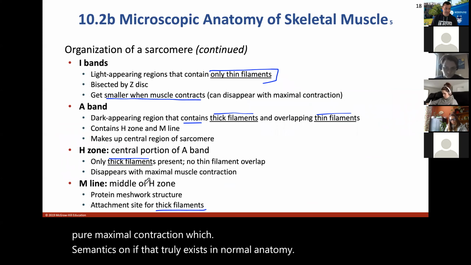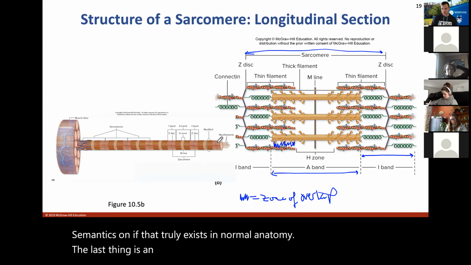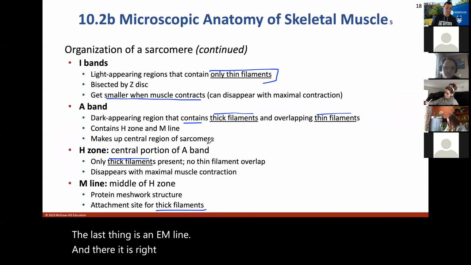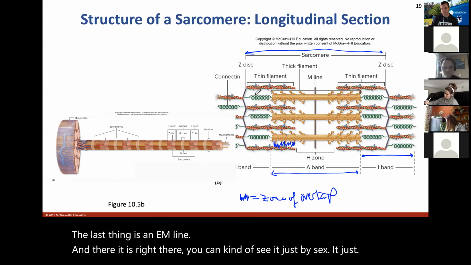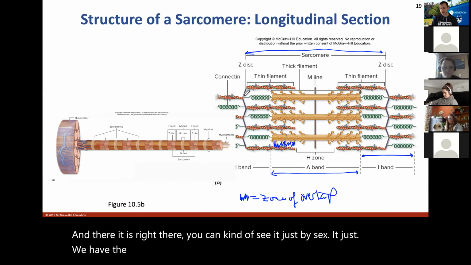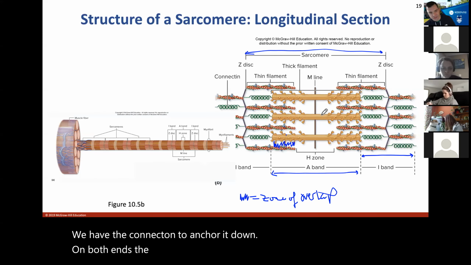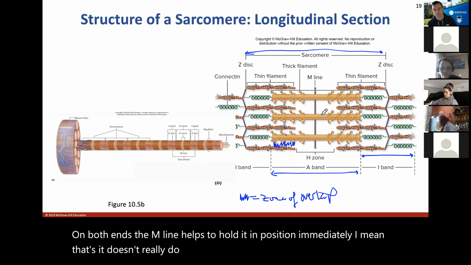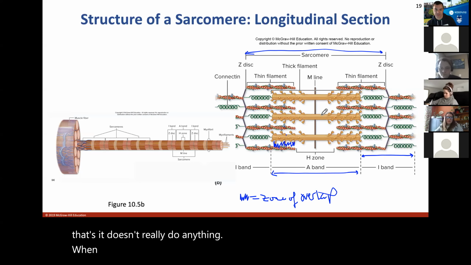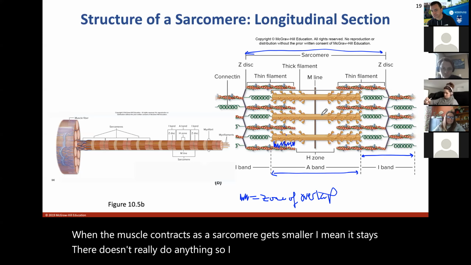The last thing is an M line. And there it is right there. As you can see, it just bisects it. We have the connectin to anchor it down on both ends. The M line helps to hold it in position medially. That's it. It doesn't really do anything. When the muscle contracts and the sarcomere gets smaller, it stays there. It doesn't really do anything, so I don't really get into it.